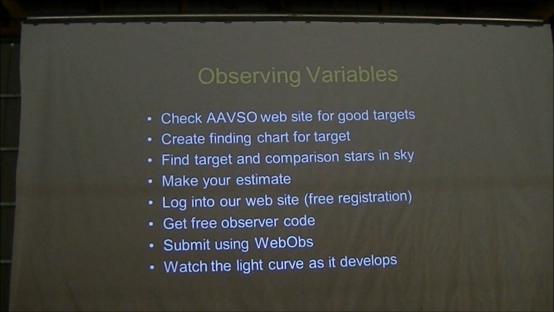Then you can actually plot the light curve for the particular object that you're interested in. If you're looking at Mira, for example, you can ask to see the last 400 days of observations of Mira, and it'll give you a little graph of those observations. You can highlight the observations that you've made, and it'll put little crosses on each one so you can see how your estimates compare with everybody else. And so you just watch the light curve as it develops.